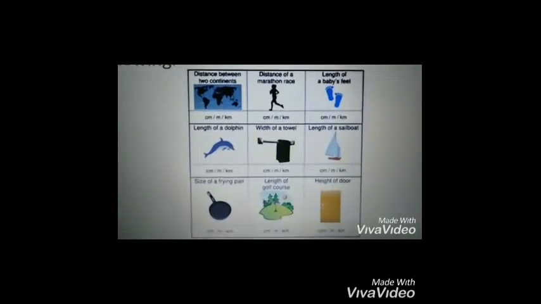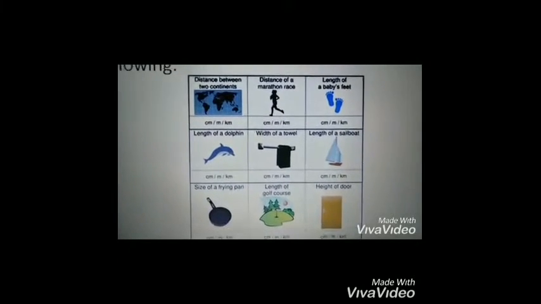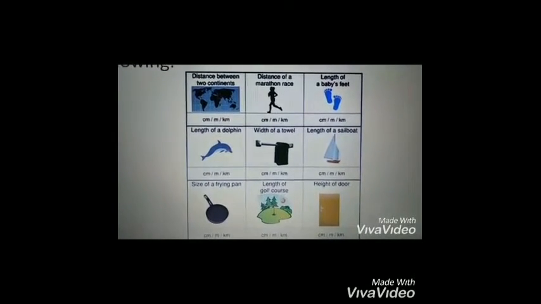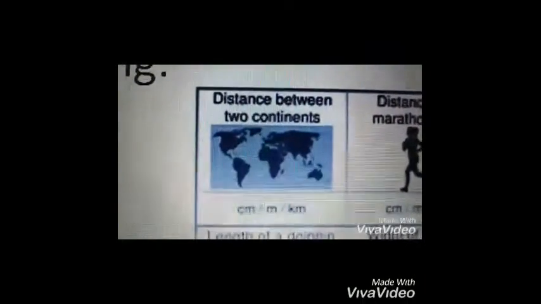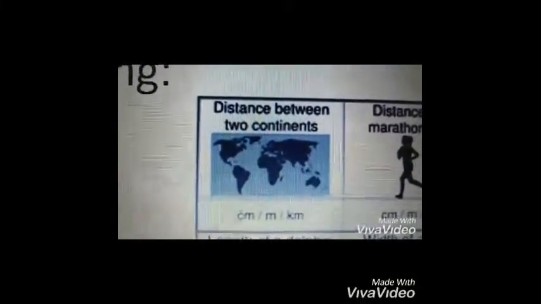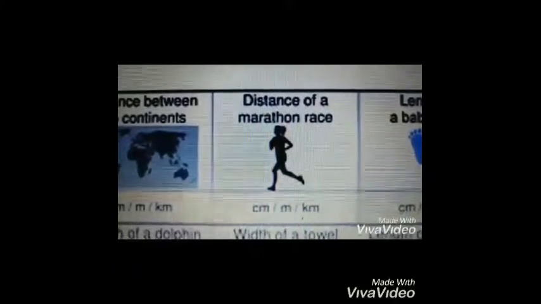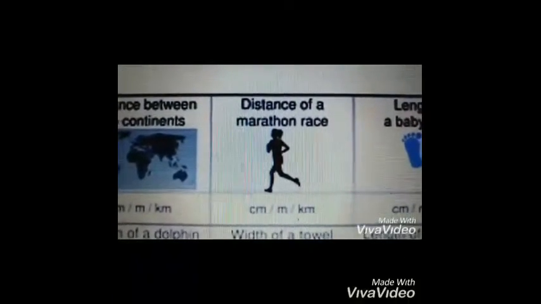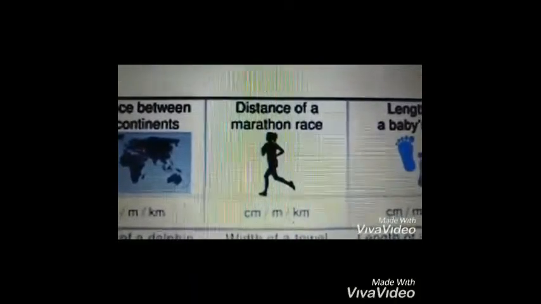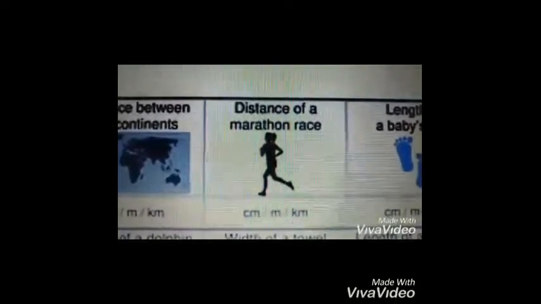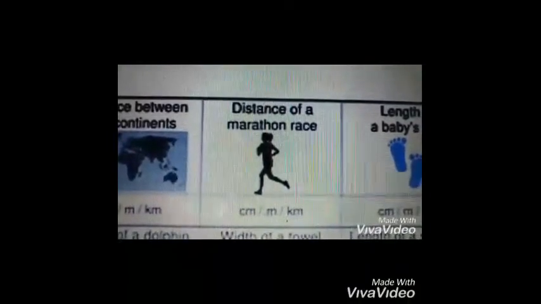Now let's take a look at these pictures together and circle the proper unit for each of the following. What is the proper unit that we can use to find the distance between two continents? Continents are so far from each other, so centimeter and meter will not be proper units to measure the distance, so we have to use the kilometer unit. Also, to measure the distance of a marathon race, neither centimeter nor meter will be a proper unit to measure this distance. We have to use the kilometer unit.